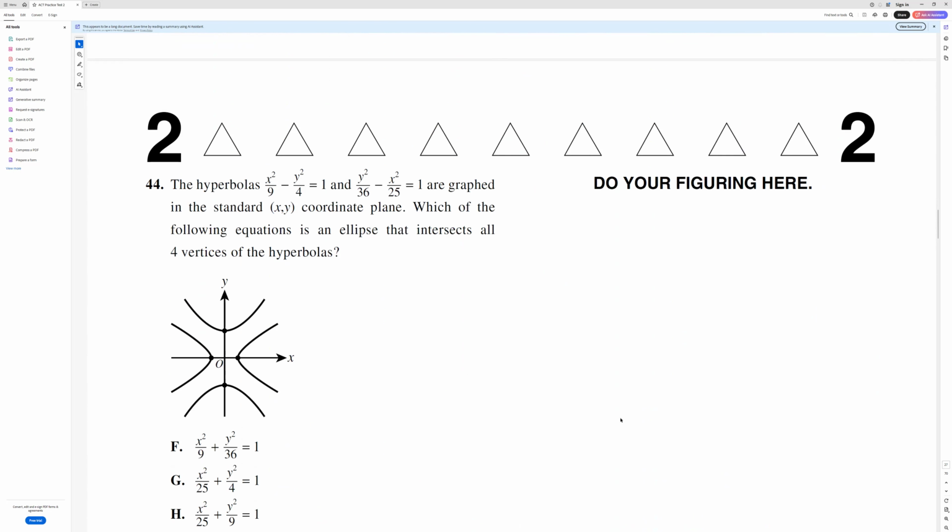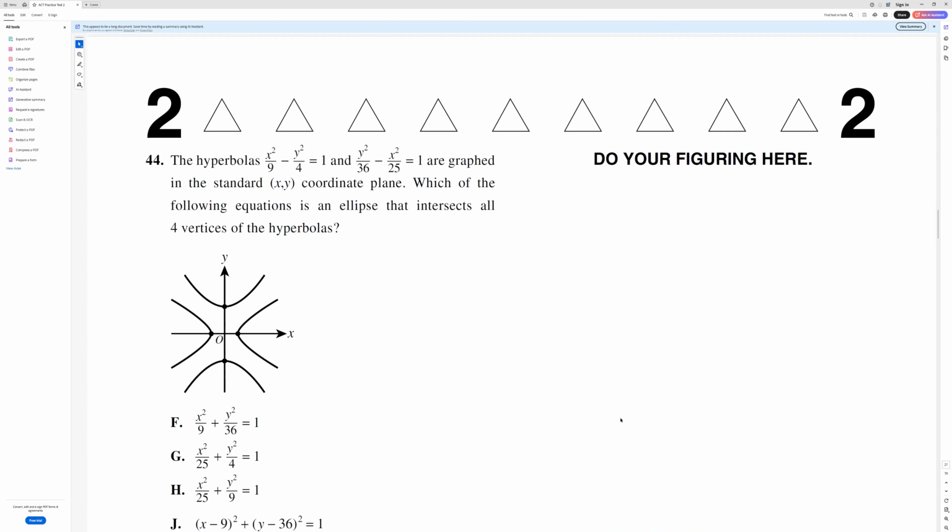Okay, so the coordinate, they want to know the ellipse. To get an ellipse that goes like this, we're going to get the positive number here and the positive number there, and we're going to add it.